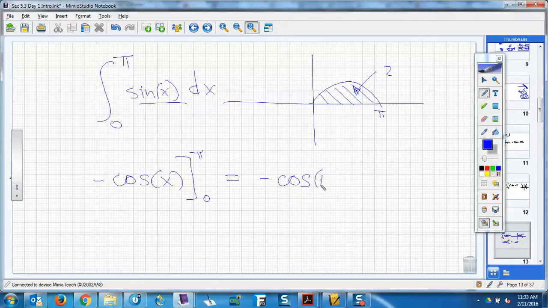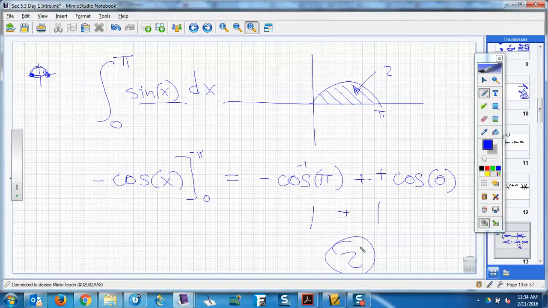Negative cosine pi, we put the top number in first, minus negative cosine 0. Right? Well, what's cosine of pi? Cosine of pi, isn't it negative 1? Cosine of pi is over here. That's negative 1. Oh, and you were doing the negative already. I got you. So opposite negative 1, so that'd be 1. Change that to plus. What's cosine of 0? Cosine of 0 is 1. 1 plus 1, 2. Sure enough, that's why that hump there has an area of 2.